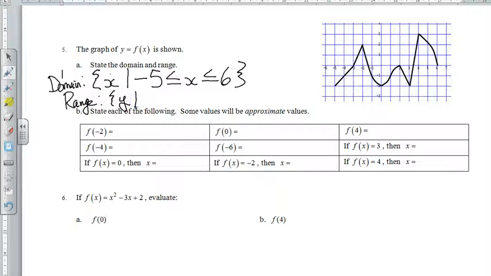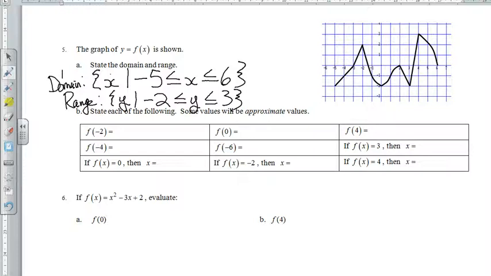Range is y's. What are the y's? Low y is negative 2. High y is positive 3. So negative 2 is less than or equal to y, which is less than or equal to 3. When you're reading that, you just think to yourself, y is between negative 2 and positive 3.